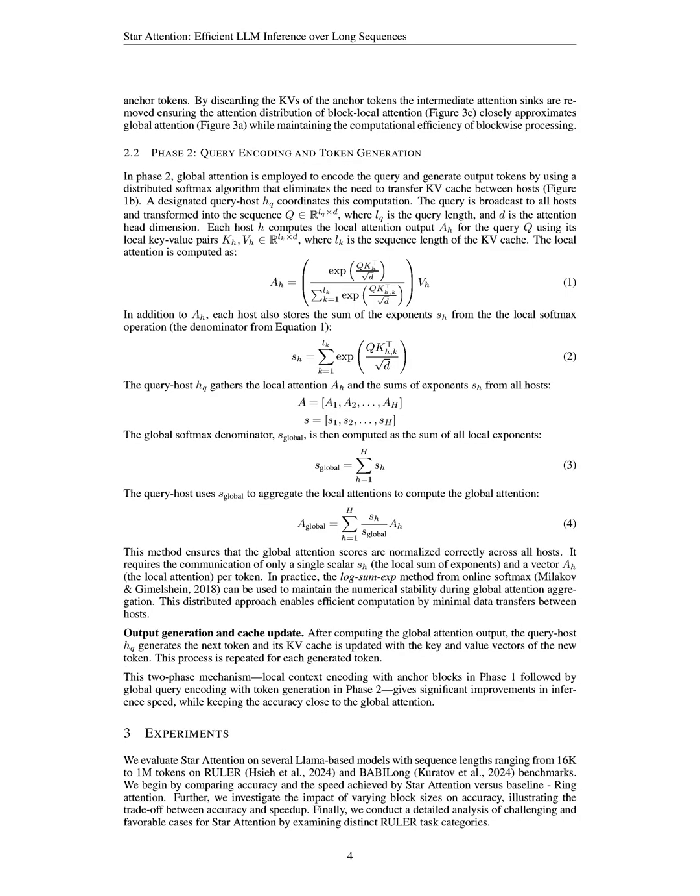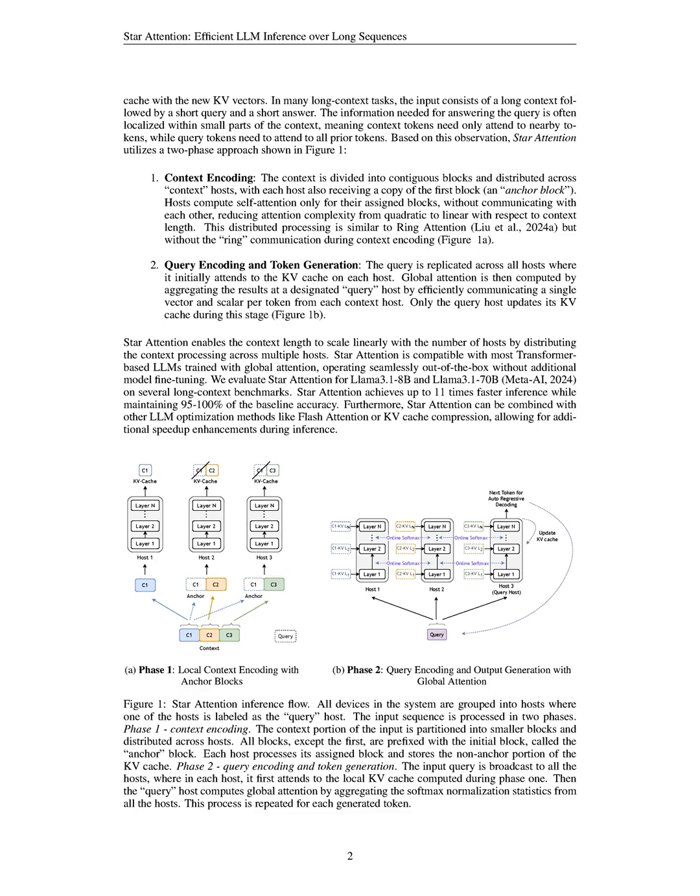In the second phase, query encoding and token generation, the query, Q, is broadcast to all hosts, where each host computes local attention outputs using its KV pairs. The designated query host aggregates these local outputs and computes the global attention by summing the local softmax denominators. Finally, the query host generates the next token based on the global attention and updates its KV cache with the new token's vectors. This two-phase approach allows star attention to efficiently handle long context inference while maintaining high accuracy, as detailed in the paper.